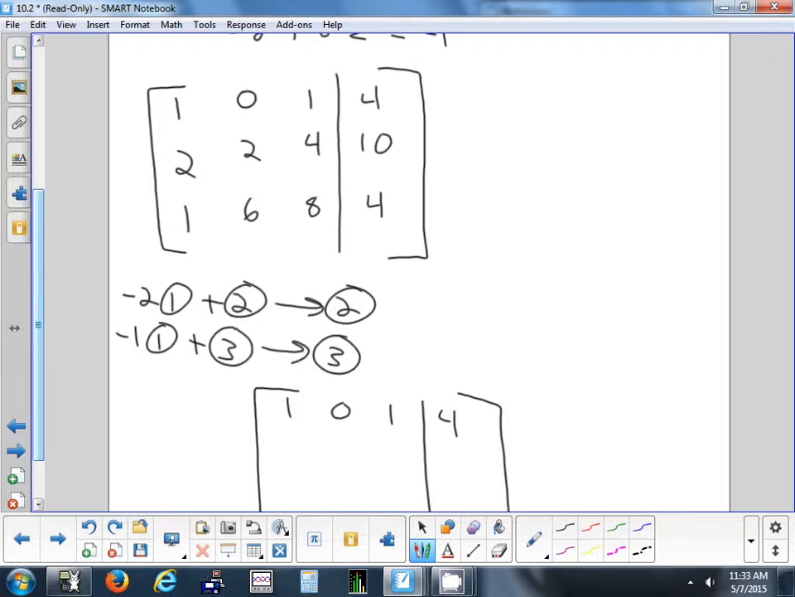So -2 times the first row added to the second. So 1 times -2 is -2 plus 2, 0. Okay, Augustine, what's 0 times -2? 0, plus 2? 2. -2 times 1 is -2 plus 4, 2. -2 times 4 is -8 plus 10, 2.